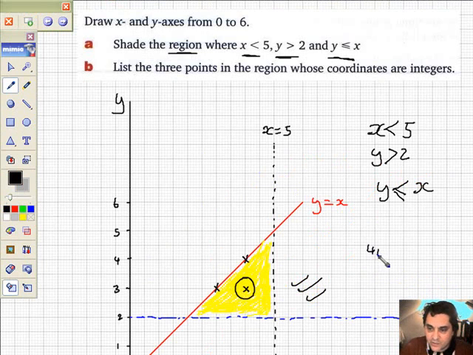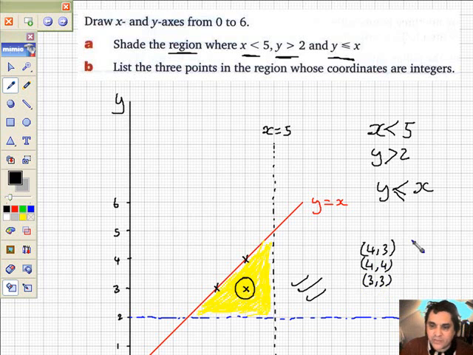We've got the point 4, 3. We've got the point 4, 4. And we have the coordinate 3, 3. So these three coordinates fit within the region, and they are bound by the constraints of these three inequalities.